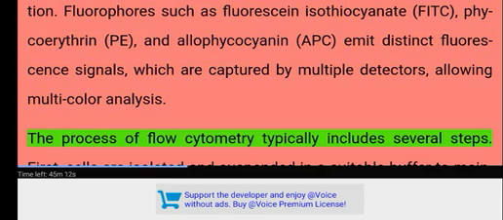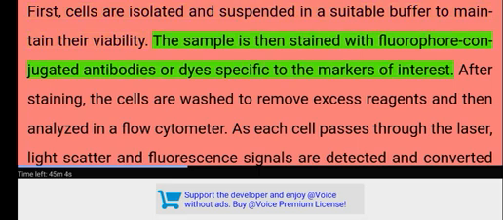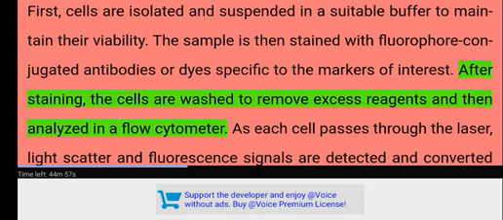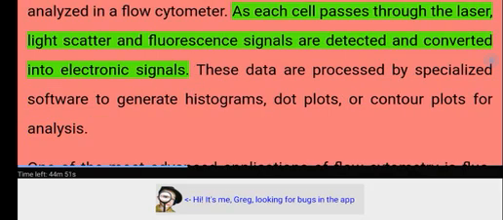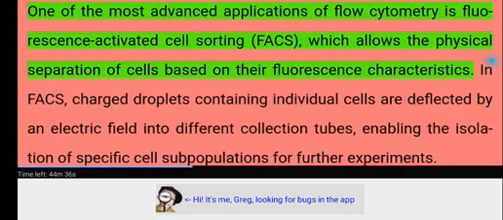The process of flow cytometry typically includes several steps. First, cells are isolated and suspended in a suitable buffer to maintain their viability. The sample is then stained with fluorophore-conjugated antibodies or dyes specific to the markers of interest. After staining, the cells are washed to remove excess reagents and then analyzed in a flow cytometer. As each cell passes through the laser, light scatter and fluorescent signals are detected and converted into electronic signals. These data are processed by specialized software to generate histograms, dot plots, or contour plots for analysis.